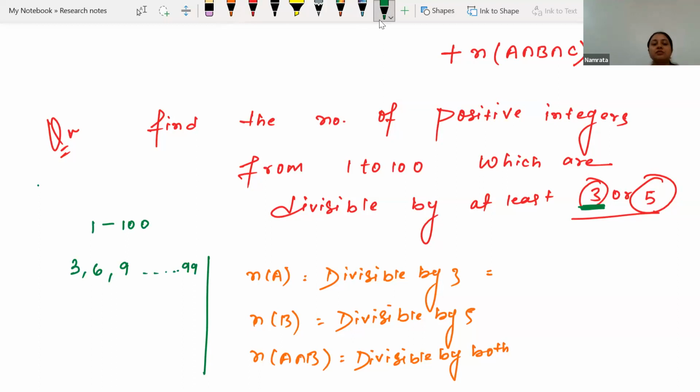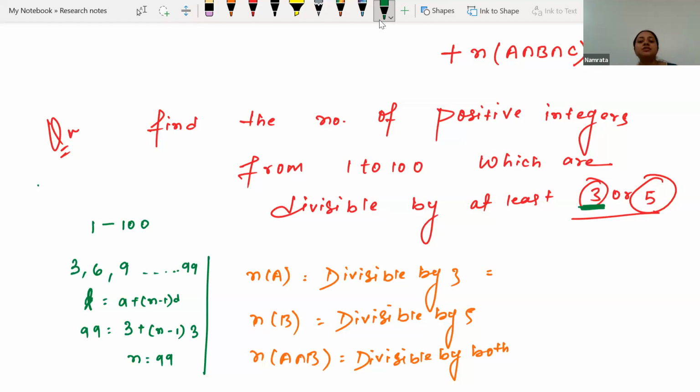Yes, ma'am. The nth term or last term formula says L equals A plus (N minus 1) into D. There we apply the formula: here 99, here A, and we don't know how many terms are there, and D is 3. So we used to get the N value over there. That is N is 99, right? Yes, ma'am. Similarly, we can find numbers divisible by 5.